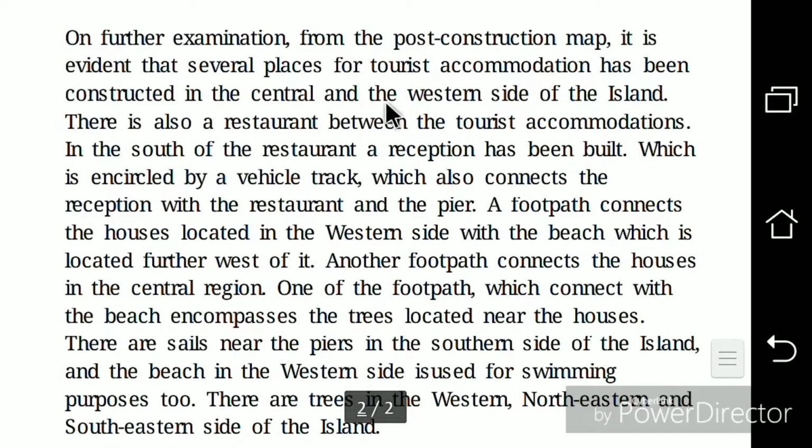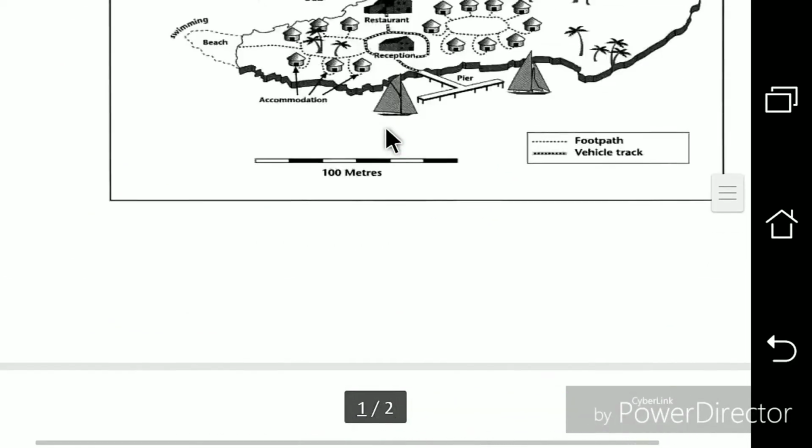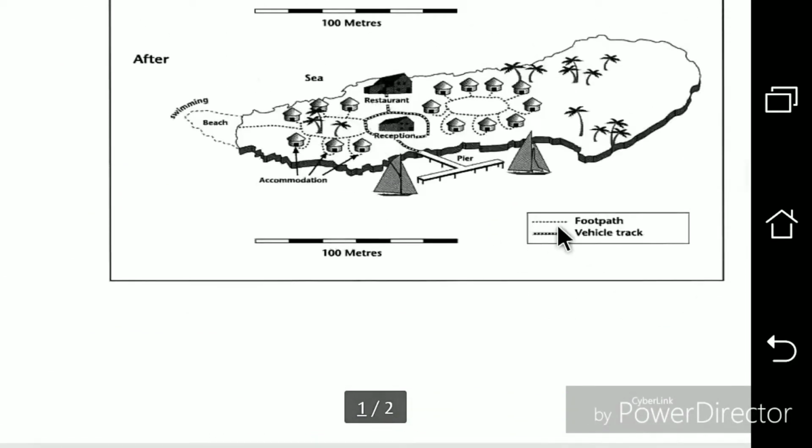Now I have written that a footpath connects the houses located in the western side with the beach, which is located further west. Now let's go to the map again. Here you can see that the single dotted line is the footpath, and this footpath connects all the houses, which is a bunch of houses or accommodations located in the western side of the map. Here the footpath, after connecting all the houses, connects with the beach itself, which is further west of the accommodations.